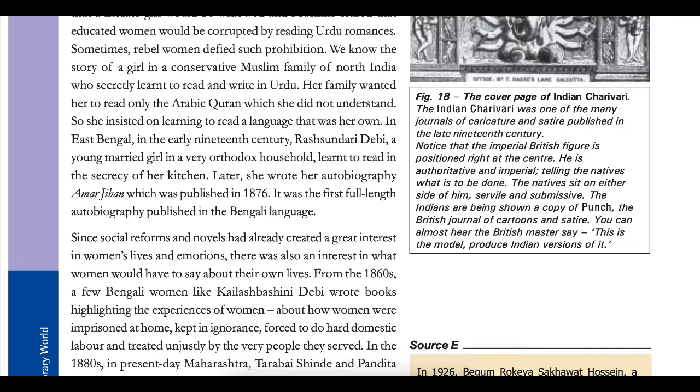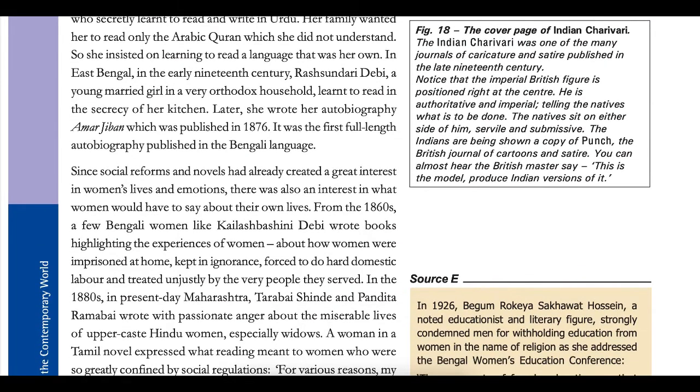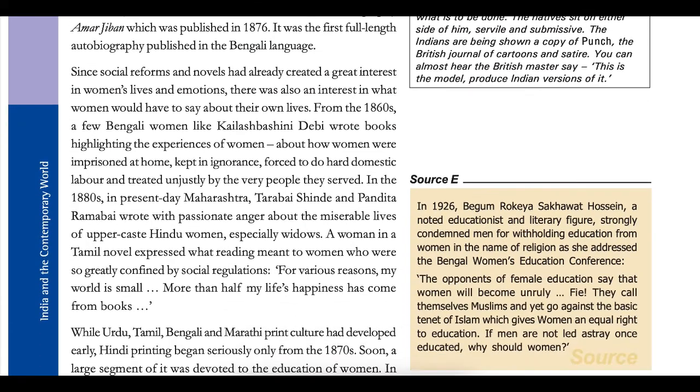In East Bengal in the early 19th century, Raj Sundari Devi, a young married girl in a very orthodox household, learned to read in the secrecy of her kitchen. She wrote her autobiography Amar Jeeban, which was published in 1876. It was the first full-length autobiography published in the Bengali language. Since social reforms and novels had already created a great interest in women's lives and emotions, there was also interest in what women would have to say about their own lives.